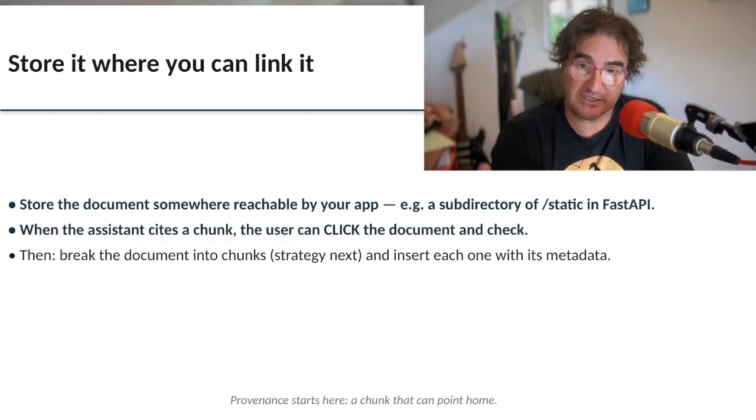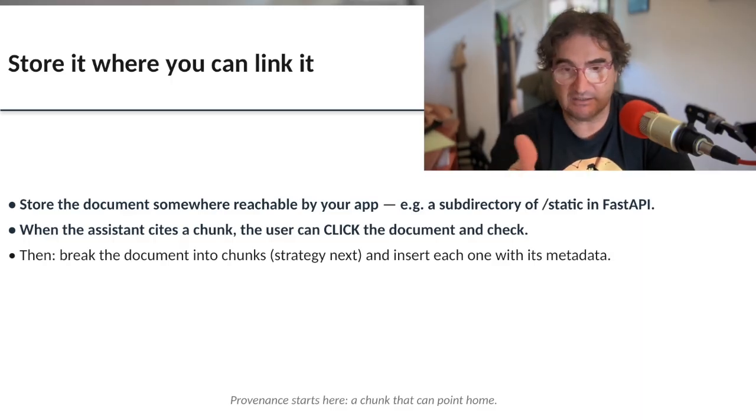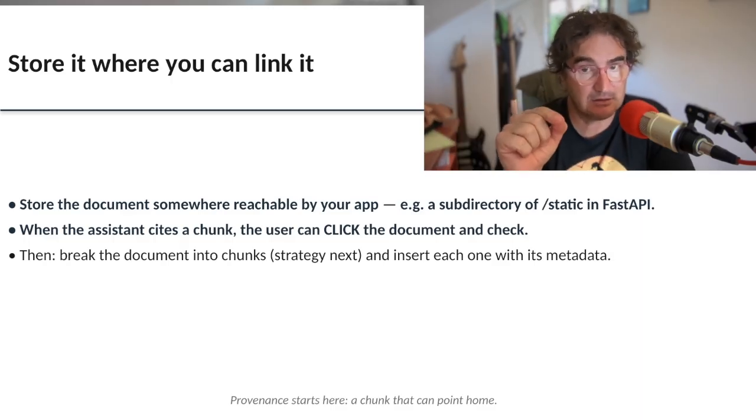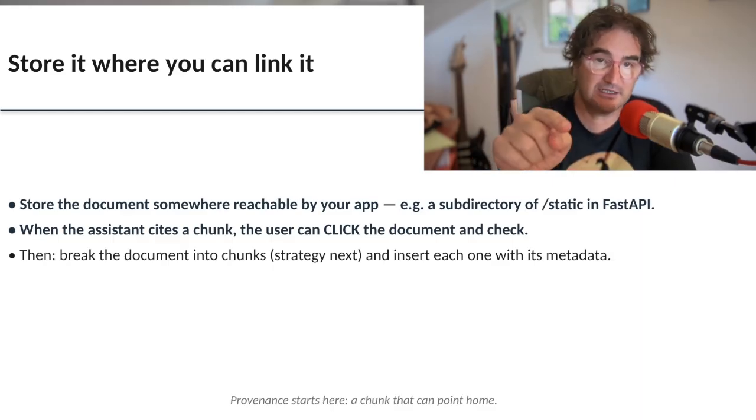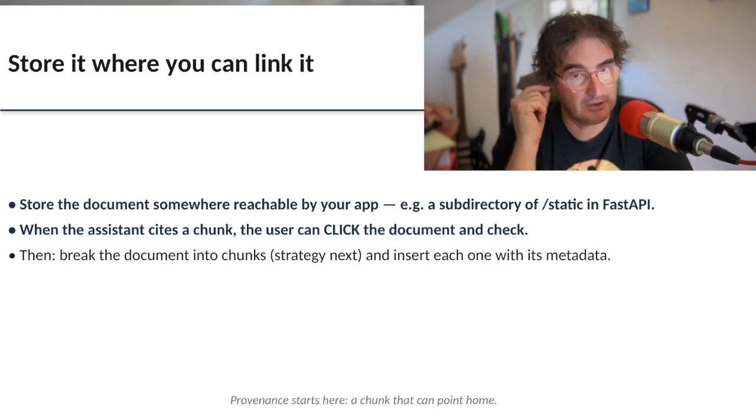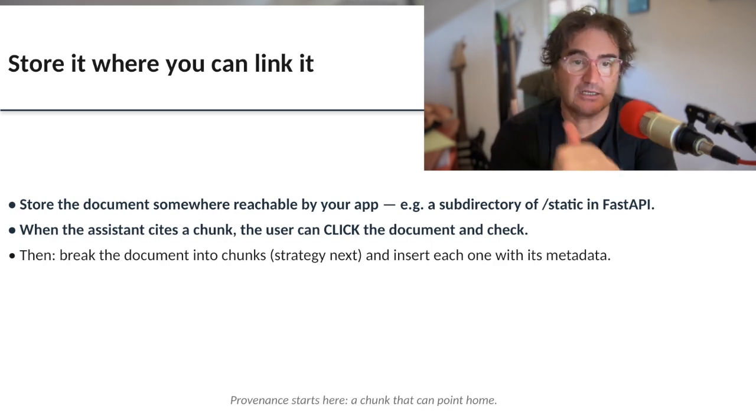If our application is a web application, for instance in FastAPI, you're going to store it in a subdirectory of static. This is my document, so you can link it. And then when you say I extracted this chunk from this document, you can click in the document and see if the chunk is there or not. And then what you're going to do is to break down the document according to a chunking strategy.